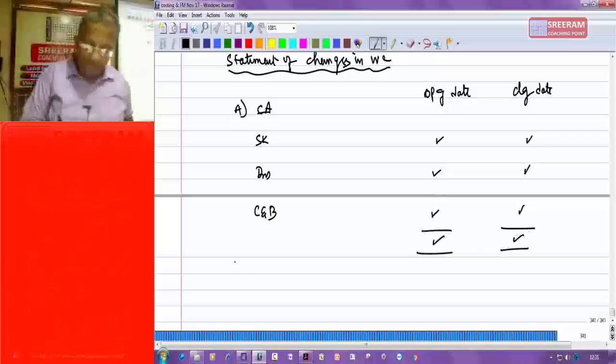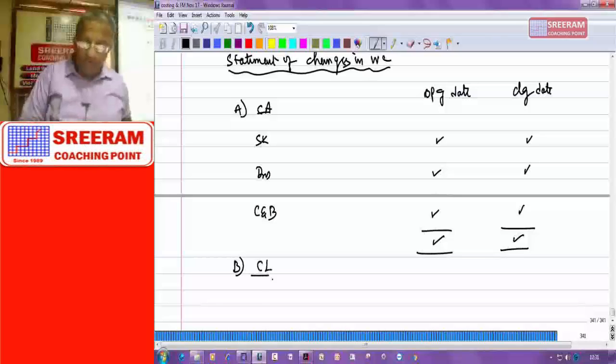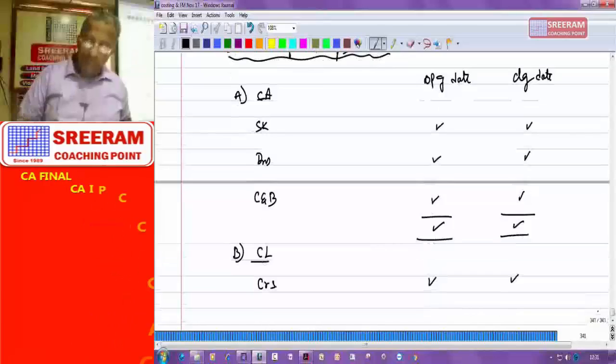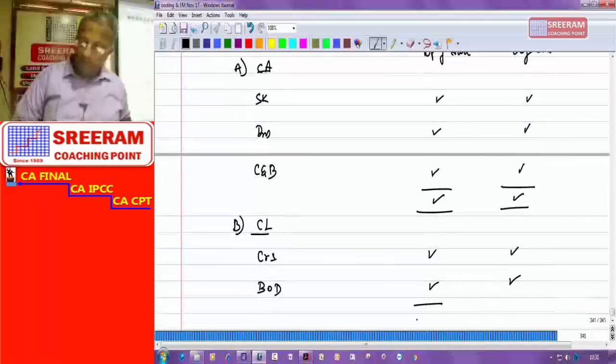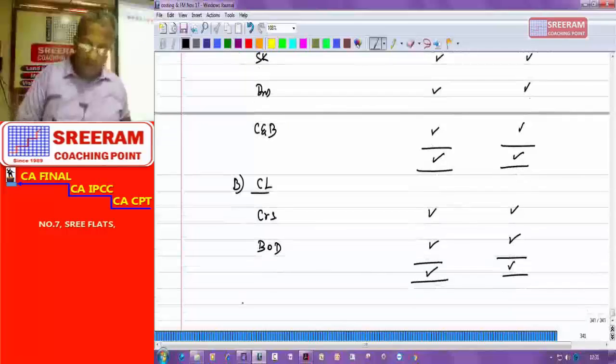B, current liability: creditors, bank overdraft if any. Then C, working capital. What is working capital? A minus B is working capital.